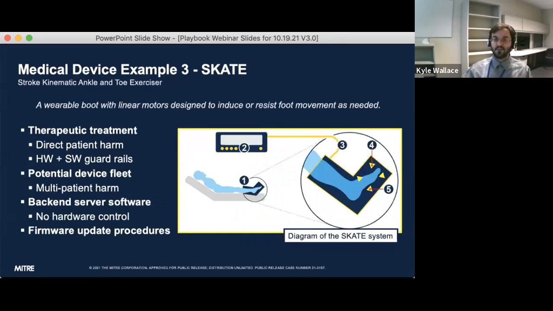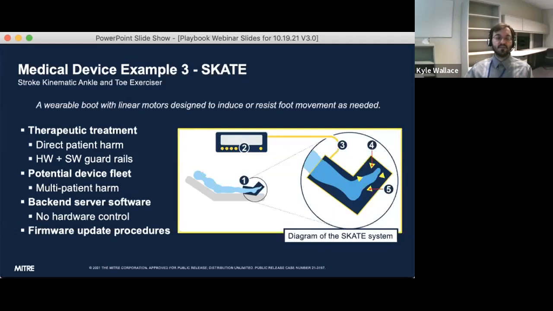The third medical device example we came up with, we called the Stroke Kinematic Ankle and Toe Exerciser, SCATE for short. This was designed to be more of our therapeutic device. We think of it kind of like a boot that you put on your patient. And it has some linear motors inside of it that moves the ankle and the toe back and forth, primarily for trying to recover from potential nerve damage.